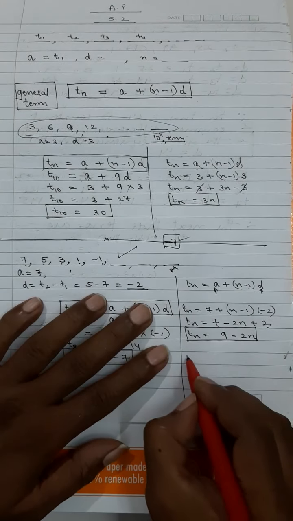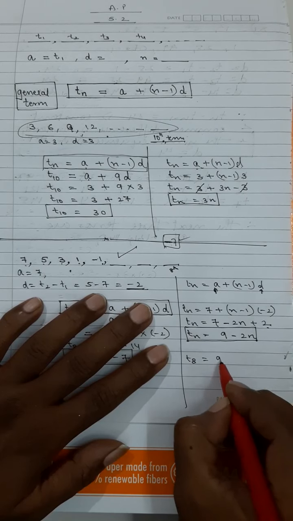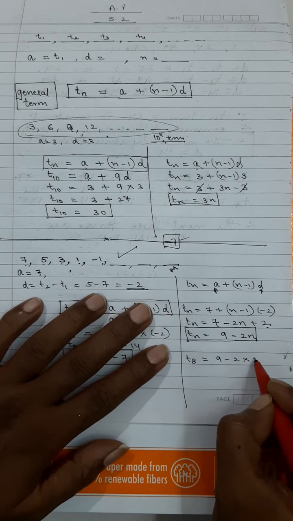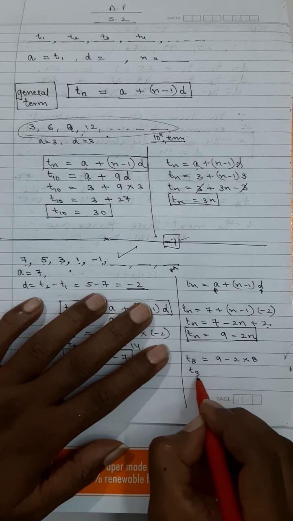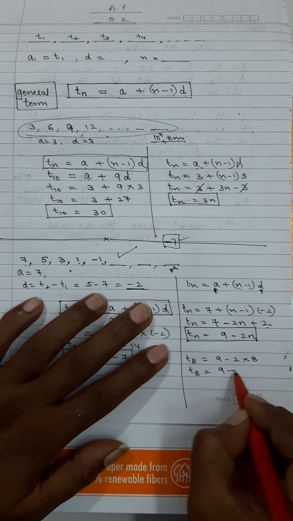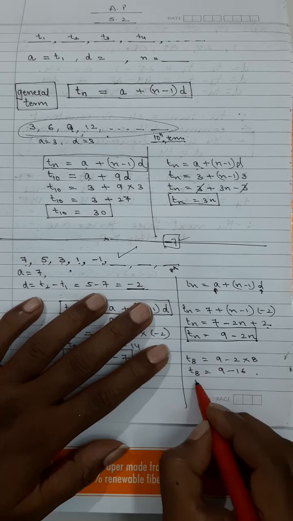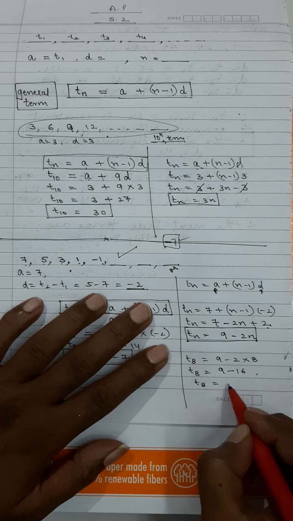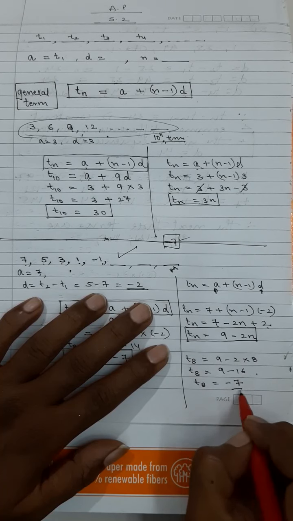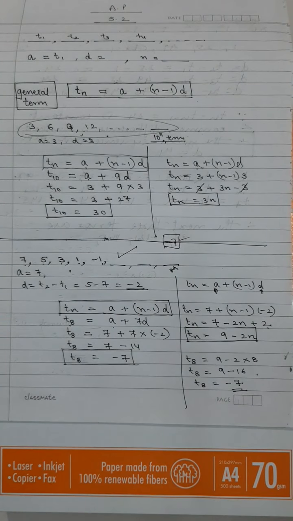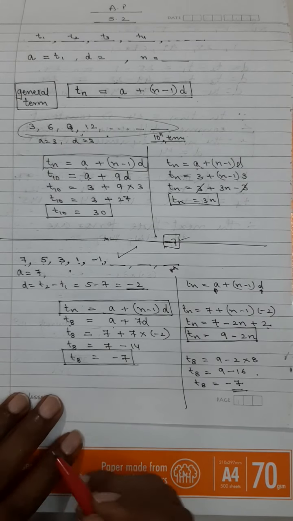In this, if I would have substituted n equal to 8, minus 2 into 8, minus 16, I would have got 9 minus 16, which gives me T8 as minus 7. Right? This I would have got.